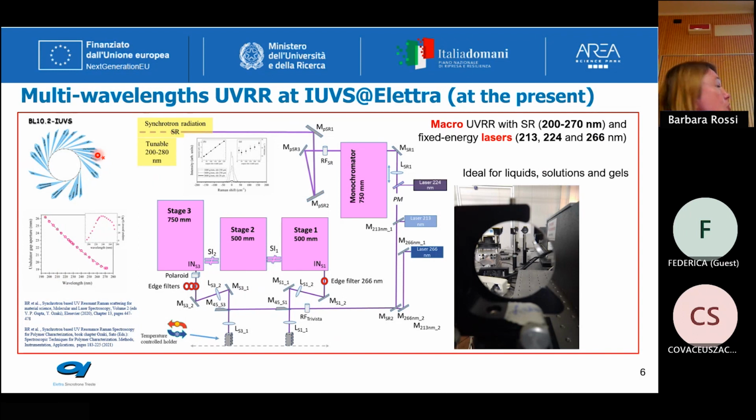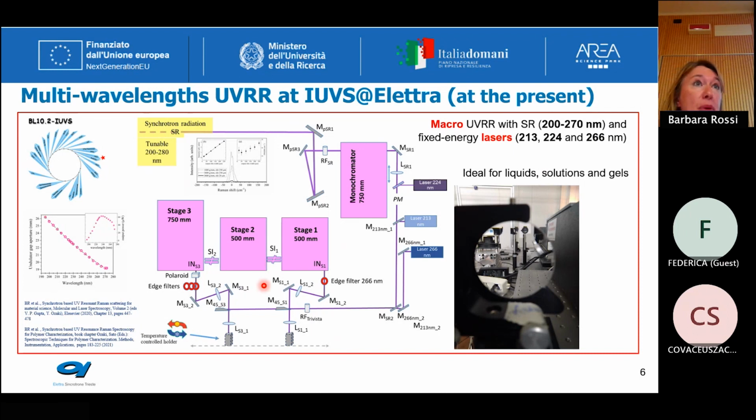We use the emission of the synchrotron light in the deep UV range. We have access to this range between about 200 and 270, 280 nanometers. This light is further monochromatized and used similarly to a laser source to make these UVRR experiments in macro configuration.